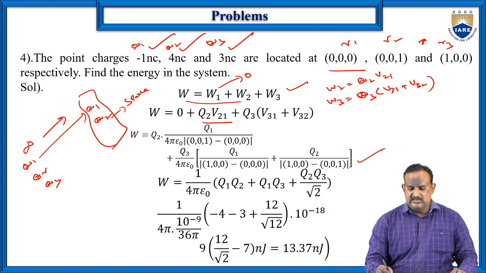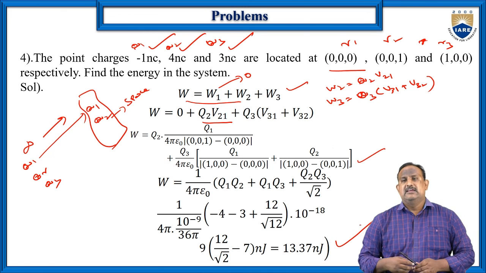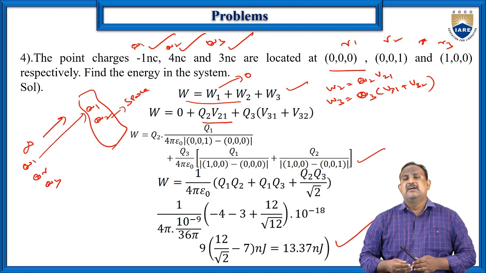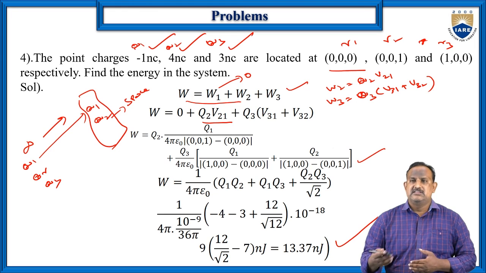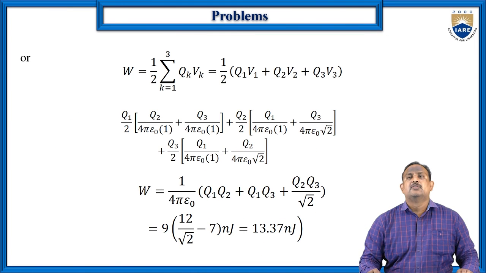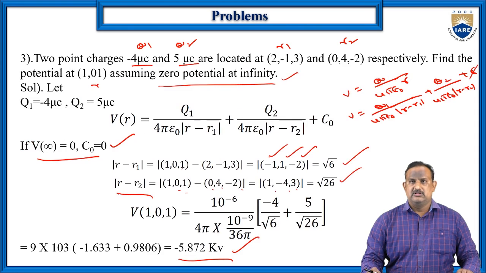If you substitute all these values, with 1 by 4 pi epsilon naught, where in place of epsilon naught we can substitute 10 power minus 9 by 36 pi, then after substitution, the energy is equal to 13.37 nanojoules. The energy required to move the point charges is 13.37 nanojoules. So this way you can find the energy in electrostatics.